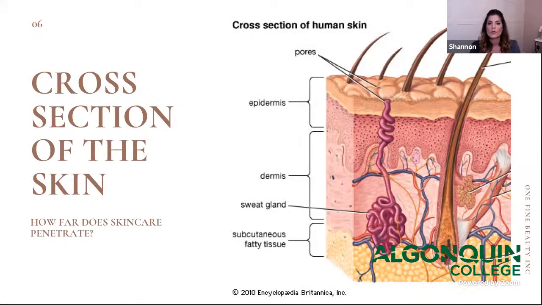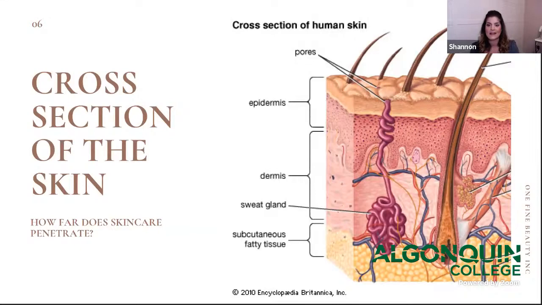Okay, so for this slide here, this is just a cross section of the skin. And I put this in only because I think it's really interesting when we are shopping for skincare. There's a lot of big claims out there, a lot of wild claims when it comes to companies and how they market their skincare. And a lot of it is really just that. A lot of it's marketing ploys.